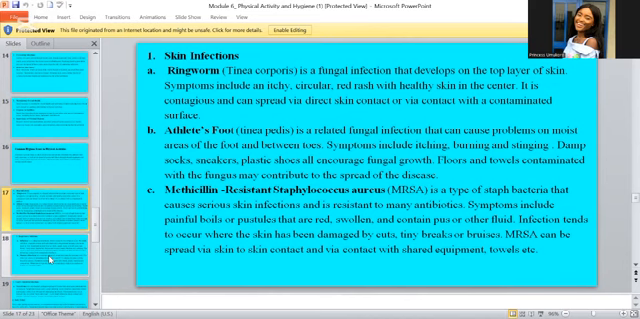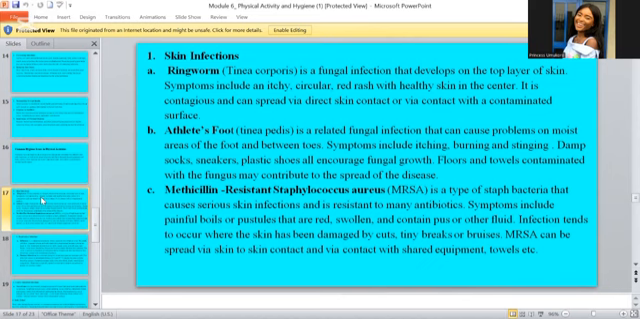Number one, we have skin infections. Skin infections include ringworm, athlete's foot, and methicillin-resistant Staphylococcus aureus. So ringworm is a fungal infection that develops on the top layer of the skin, and symptoms include an itchy, circular red rash with healthy skin in the center. We also have athlete's foot. It is a related fungal infection that can cause problems on moist areas of the foot and between toes. Symptoms include itching, burning, and stinging.